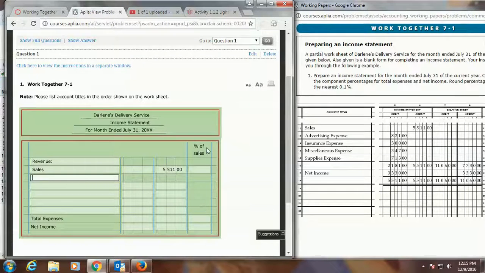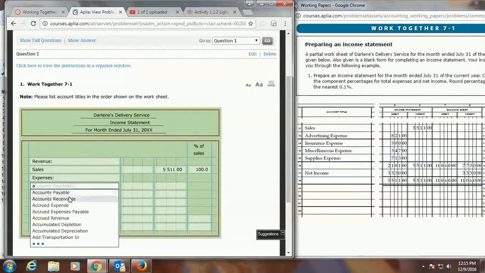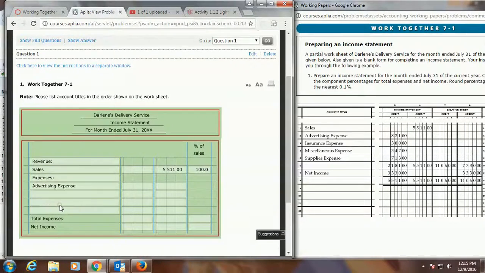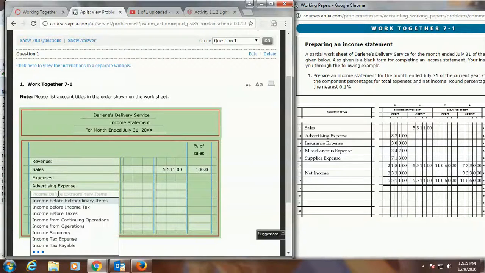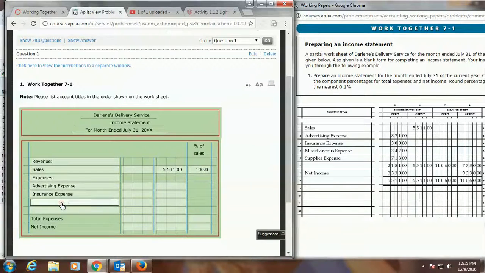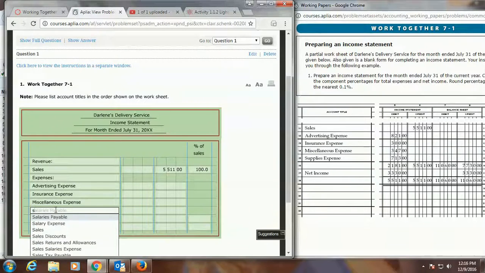Notice there's a column that says percent of sales. Well, sales divided by sales is 100%. So I know that's going to be 100%. And then I'm going to put a title called expenses so they can actually see that, and then list all of my expenses here. Advertising expense, insurance expense, miscellaneous expense, and supplies expense.